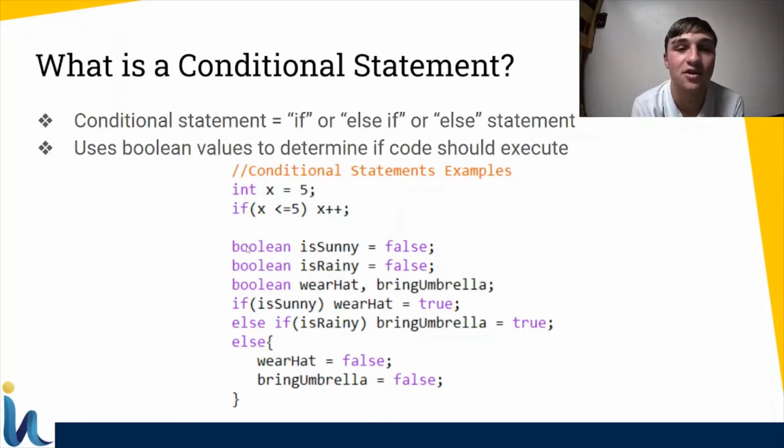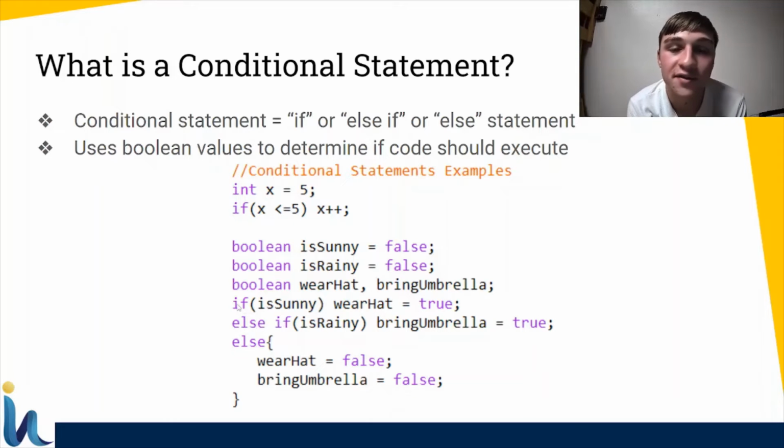And this next block of code is sunny is false, is rainy is false, and wear hat and bring umbrella are declared, not yet initialized, although in Java they're technically automatically initialized to false. And this first statement is saying if is sunny, and when there's no comparison operator, you assume that is sunny has to be equal to true. So if is sunny is true, wear hat is true. Well, is sunny is not true, so you're not going to execute this code. You're going to go to the next part.